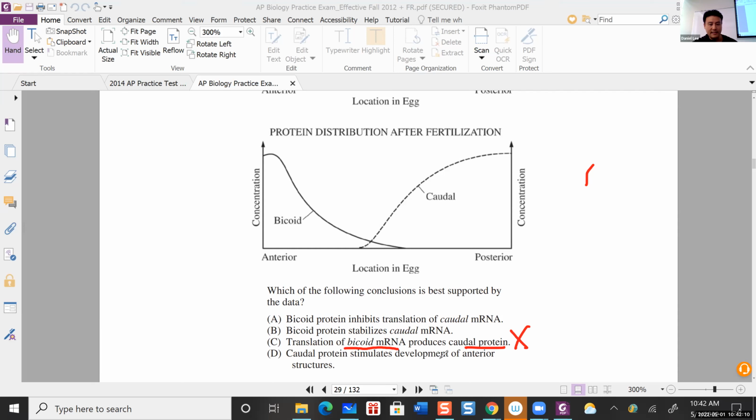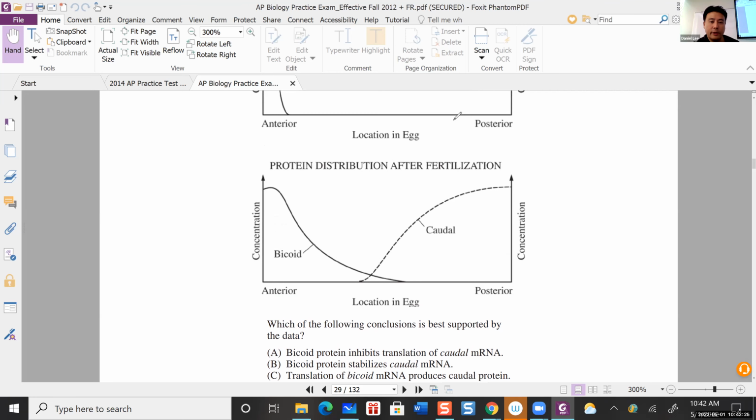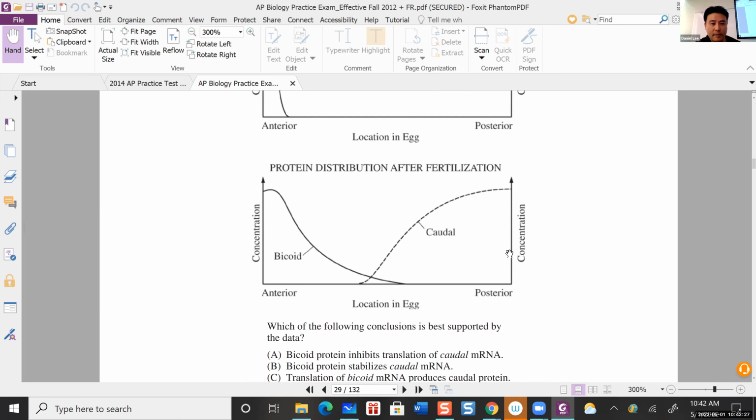Caudal protein stimulates the anterior. Well, caudal protein is the butt, so no. So I have eliminated two easily because they conflict with the data. Now you've got to look at A and B. Which one is more true? Because we don't know about this, you're learning new stuff. So I've got to zoom out quite a bit.